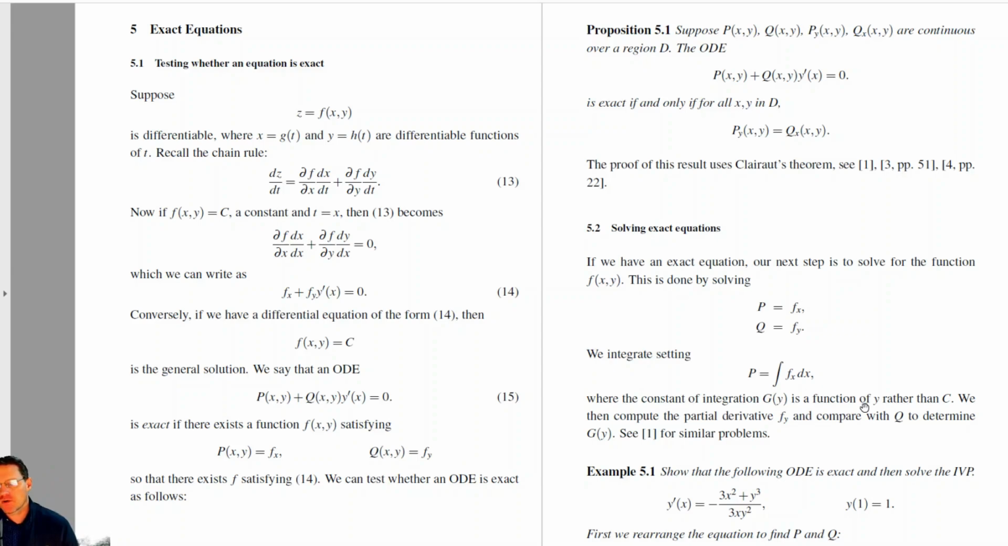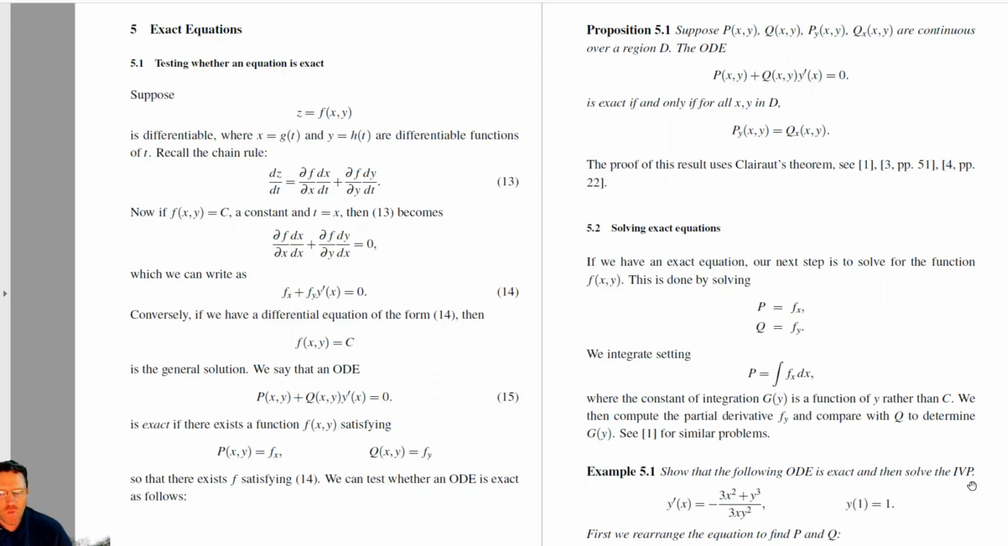Okay, but probably the best way to see this is through examples. So let's have a look here at example 5.1. Show that the following ODE is exact and then solve the initial value problem. Okay, so here we've got an ODE. It looks almost like it would be homogeneous, but you can see it's not because we don't have an x cubed there in the numerator. We have an x squared. So it's not homogeneous. Let's check if it's exact.